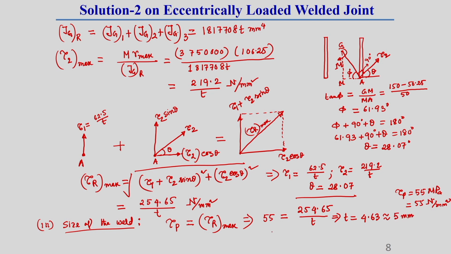which we can consider as 5 mm. The leg length of the weld will be A equal to t divided by 0.707, which gives approximately 7 millimeter. So by this we can easily find out the dimension of the weld. Our final dimension of weld is throat thickness equal to 5 millimeter, and A, the leg length, equal to 7 mm.